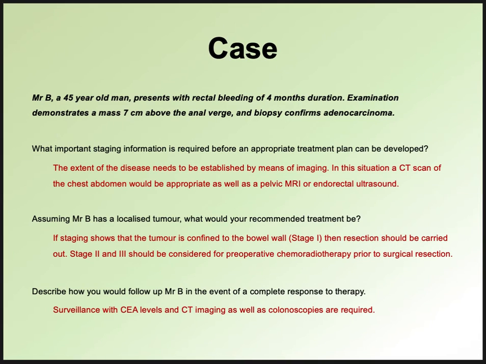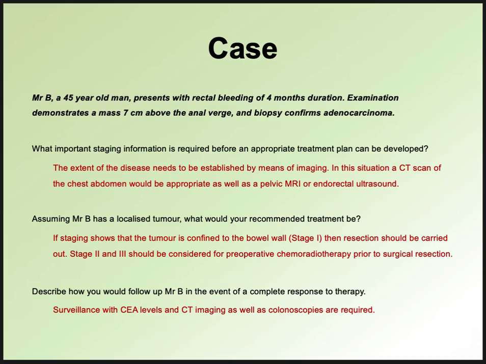Just want to finish off with a case. So in this case, we have Mr. B, a 45-year-old man who's presented with rectal bleeding of 4 months duration. Examination demonstrates a mass 7 centimeters above the anal verge, and biopsy confirms adenocarcinoma. It's important in terms of distance above the anal verge because it determines the surgical management that you choose. So, for example, if it's less than 6 centimeters above the anal verge, then you'd have to undergo an AP resection.